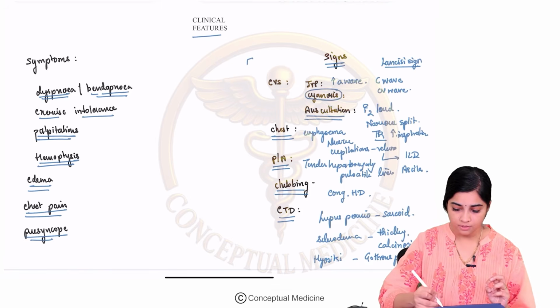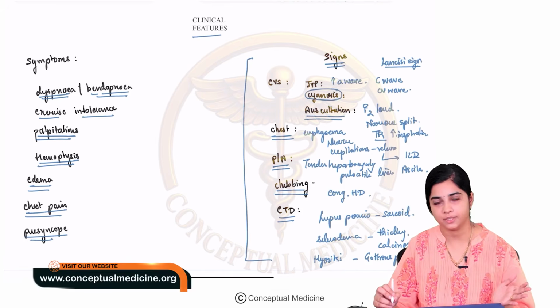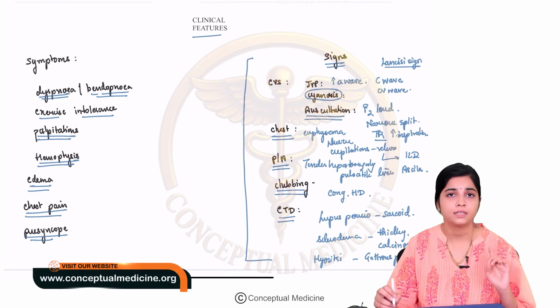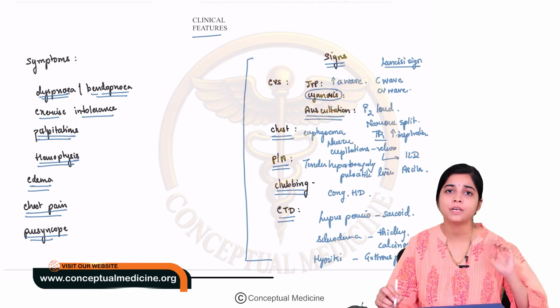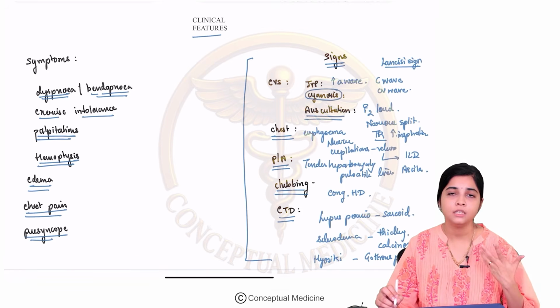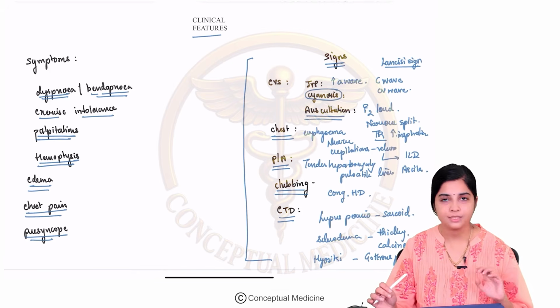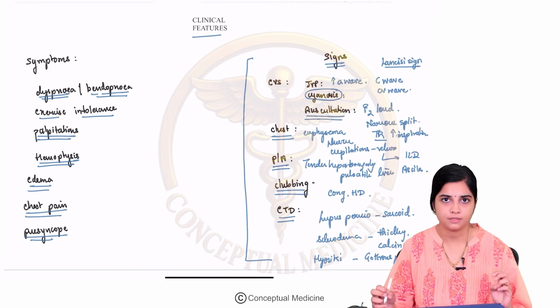So, this is about how different systems are involved in your pulmonary hypertension. So, whenever you get a case of pulmonary hypertension, please do a head-to-toe examination because it can help in pointing out the cause for your pulmonary hypertension. Alright, clear? So, this is about the various clinical features.